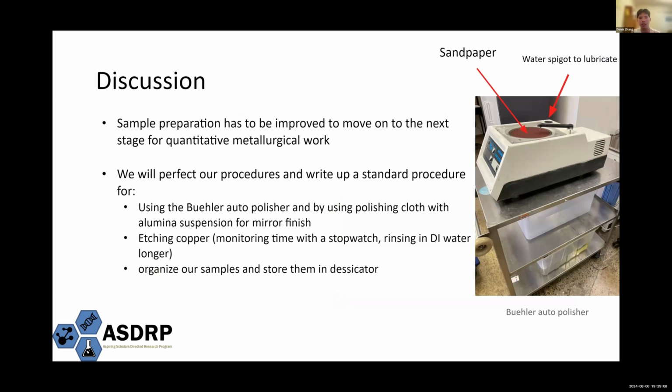So sample preparation has to be improved to move on to the next stage for quantitative metallurgical work. We will perfect our procedures and write up a standard procedure for using the Buehler auto polisher, and by using polishing cloth with alumina suspension for a mirror finish. We're going to try and change the etching procedure by monitoring time with a stopwatch and rinsing it in deionized water for longer times to make sure the etching process really stops. And we're going to organize our samples and then store them in a desiccator to prevent the etching from disappearing. And on the right hand side, you'll see that we have a Buehler auto polisher.